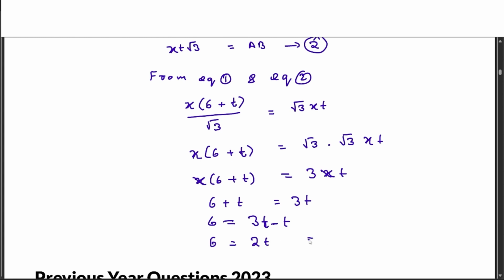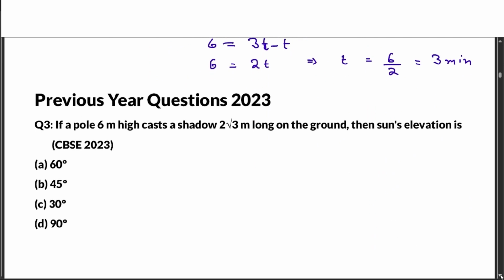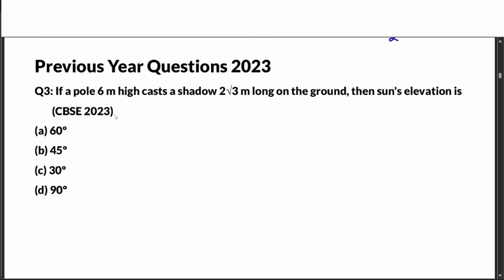Now after that we can say t is equal to 6 over 2, which means it will come to 3. So time is equal to 3 minutes. Hope you understand this one. These two questions came in 2024. Now we can see again a question of 2023, that is again an MCQ question.